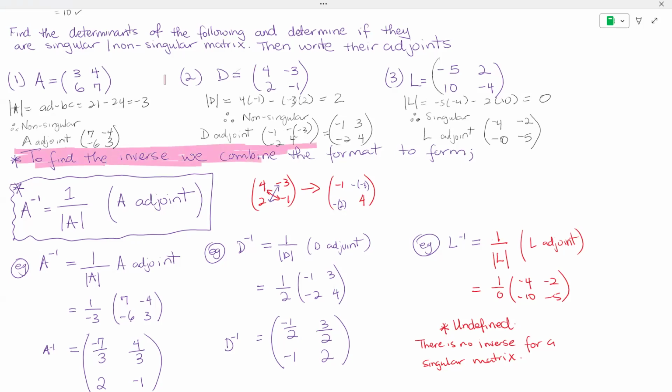Are we good on singular matrix? Are we good on determinants? Are we good on adjoints? Yes, miss.